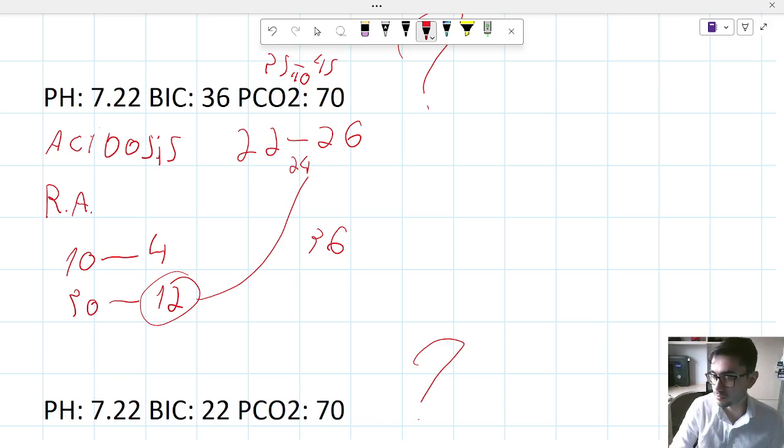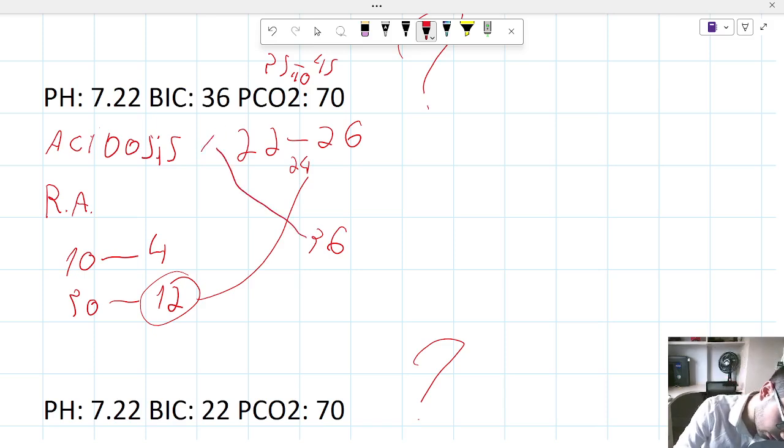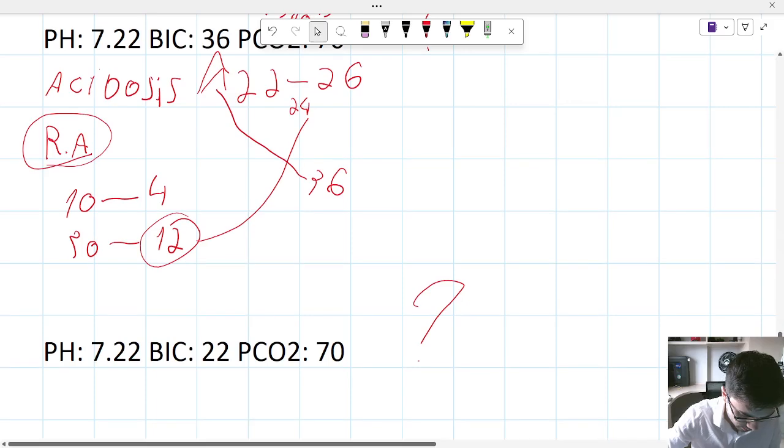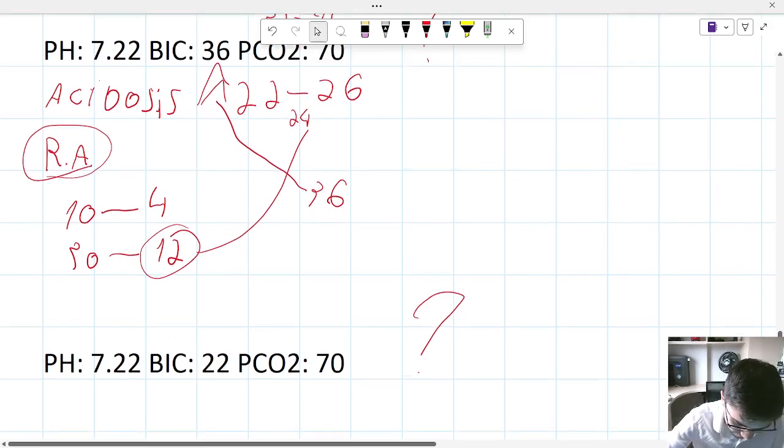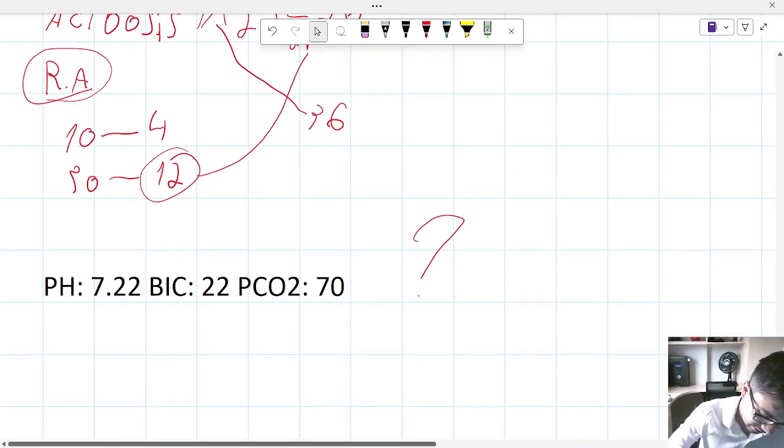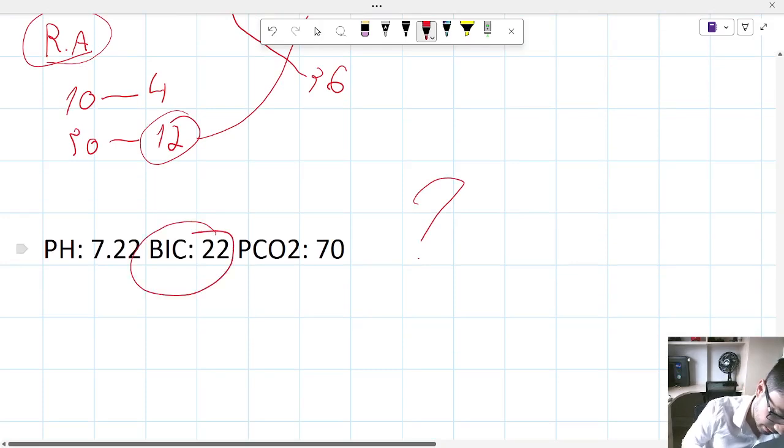Pedro, we ended up with this value here. So it's compensated. There is not a mixed disorder in here. So we end up just with a respiratory acidosis in this situation. But let's make things a bit different. We just changed the bicarb value in here.